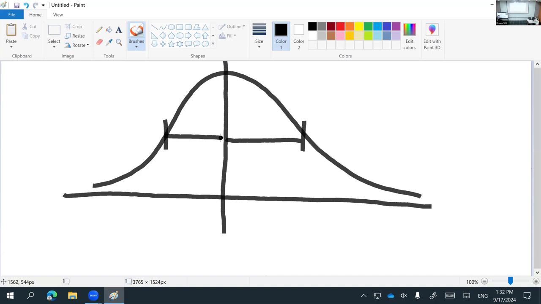Because this is the mean, I will call it mu. This distance here is called sigma, the standard deviation. Now, my question is, because this is symmetric, what is the skewness? 0. Now, this will also have tail end dependence. By definition, kurtosis is equal to 3.